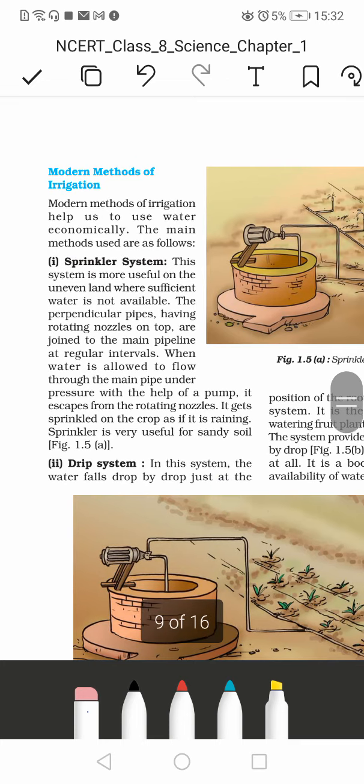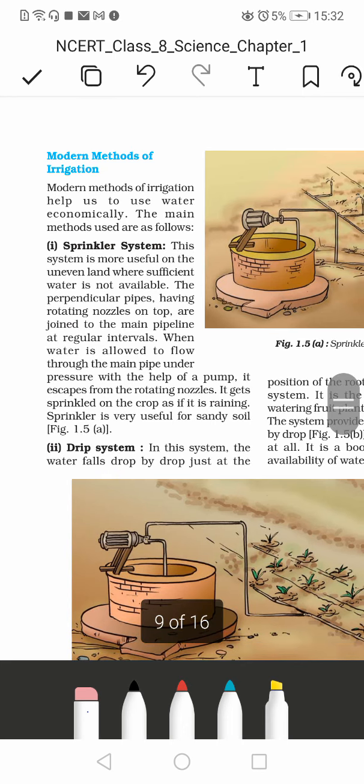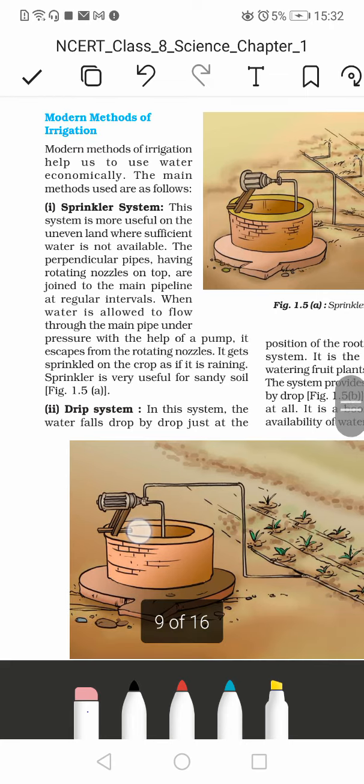This system is more useful on uneven land where sufficient water is not available. The perpendicular pipes having rotating nozzles on top are joined to the main pipeline at regular intervals. When water is allowed to flow through the main pipe under pressure with the help of a pump, it escapes from the rotating nozzles and gets sprinkled onto the crop as if it's raining. Sprinklers are very useful for sandy soil.